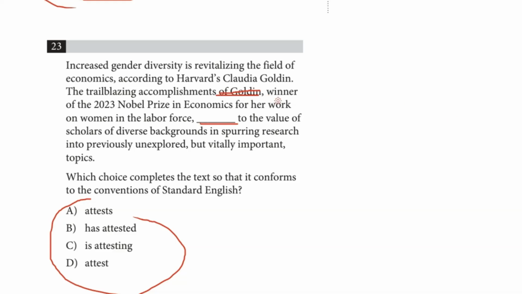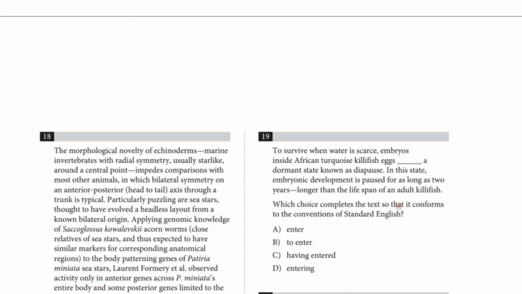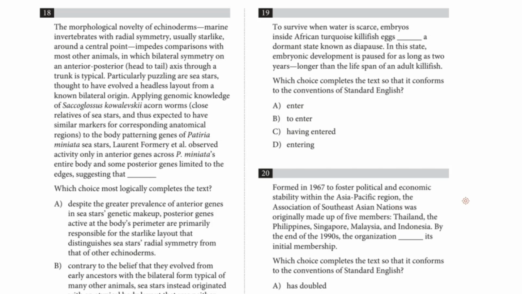It's not golden. It's not 2023 Nobel Prize, and it's not economics because they're all following prepositions. Ignore that. The subject therefore becomes the trailblazing accomplishments, plural. So if you're looking at A and D, which one's going to match to accomplishments? It's going to be D. Well done if you spotted that. Now, let's do a little exercise here. There are 3 questions on the board.